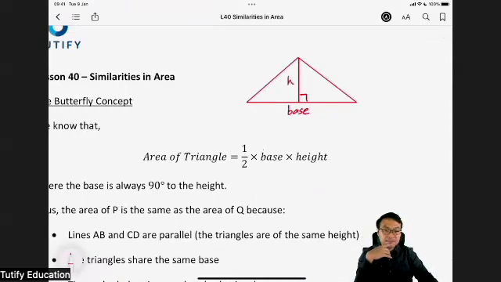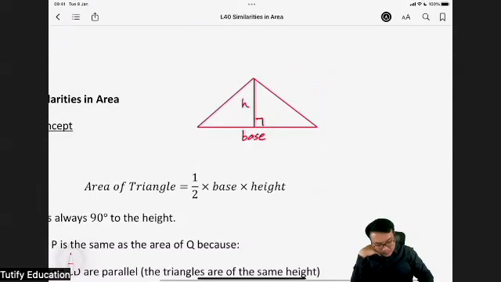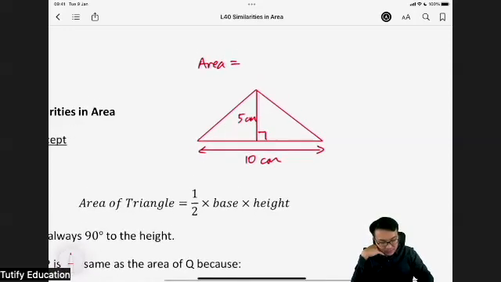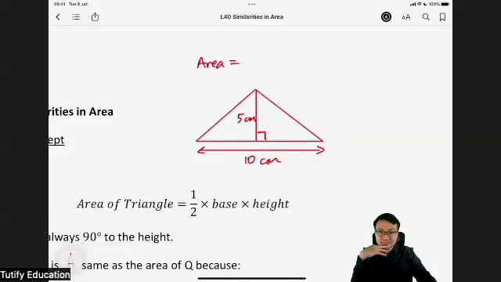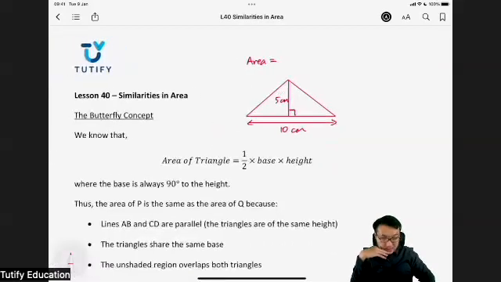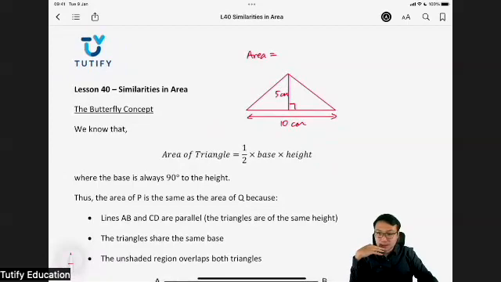Now let me ask Abby. So Abby, if I were to tell you that the base of this triangle has a length of 10 centimeters, and if I were to say that the height is 5 centimeters, can you help me to find the area? What formula should I use? Height times base divided by 2. Do you know how to find the area of a triangle, Abby? Can you tell me what I should use? Height times base divided by 2.